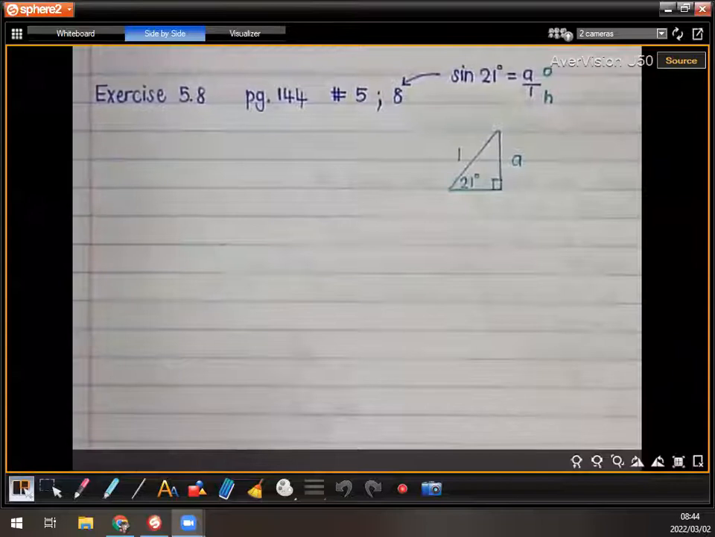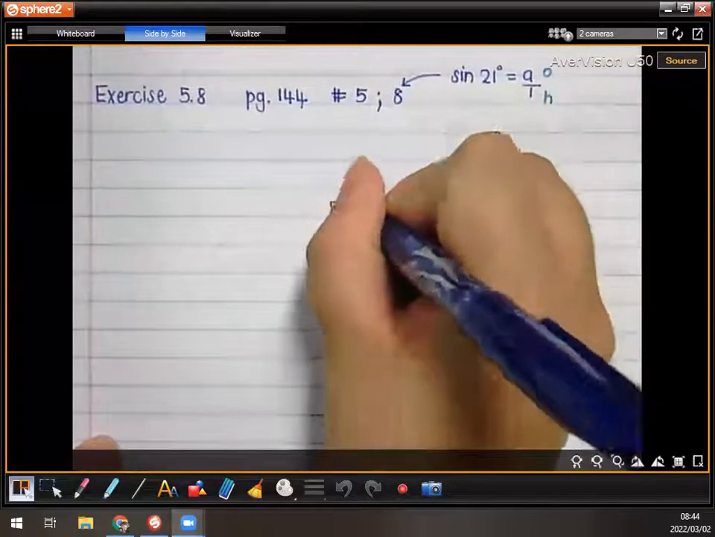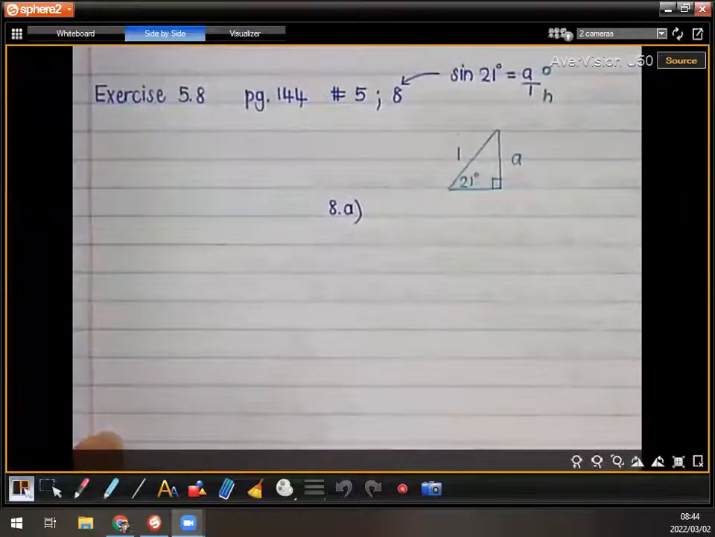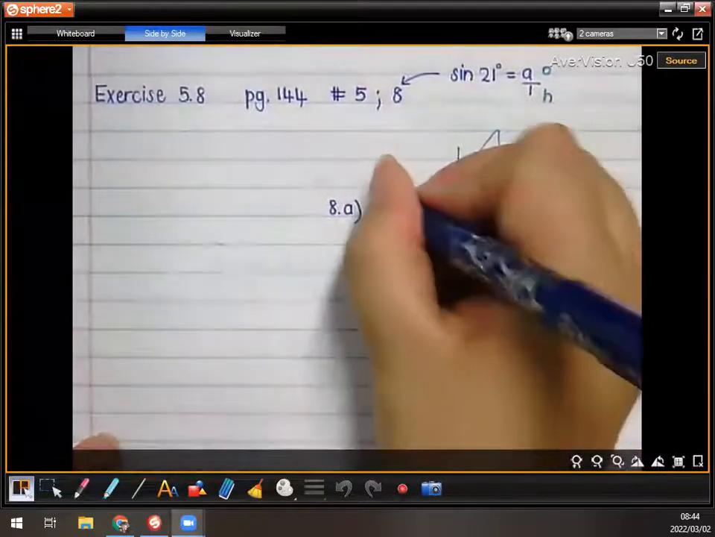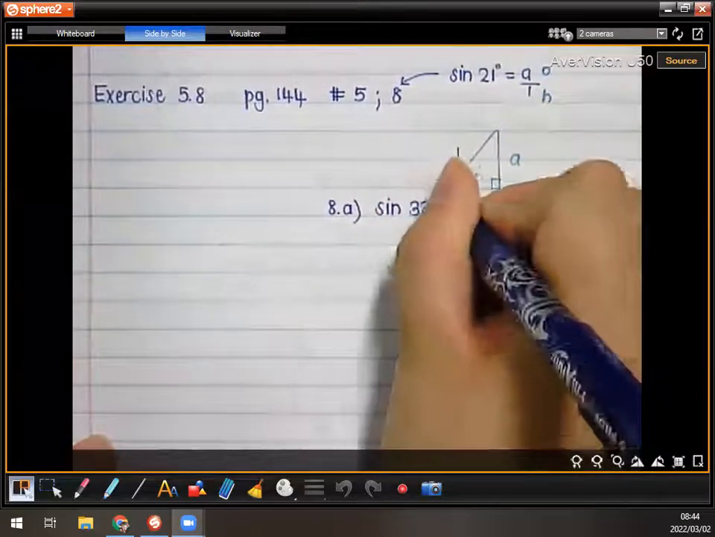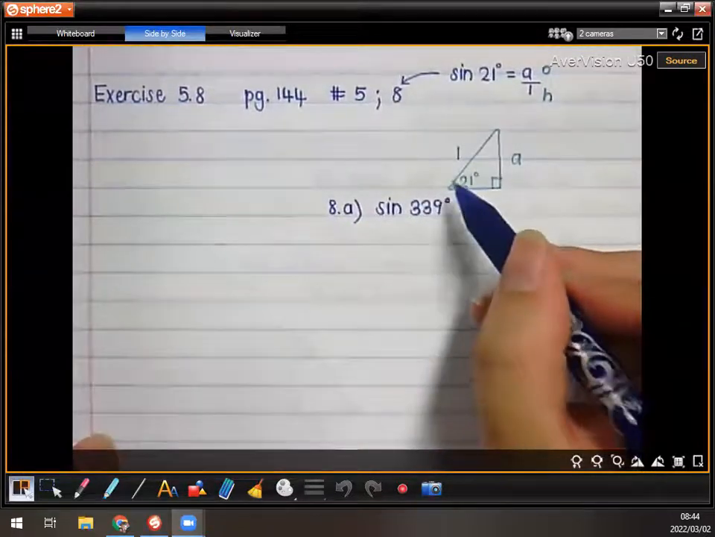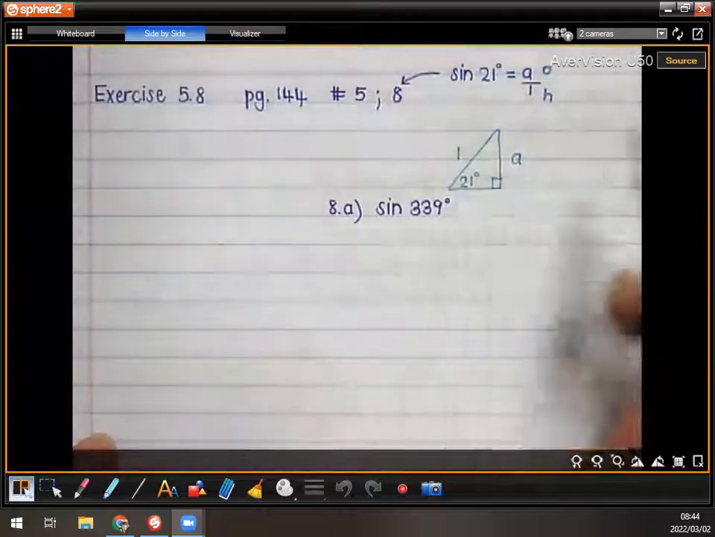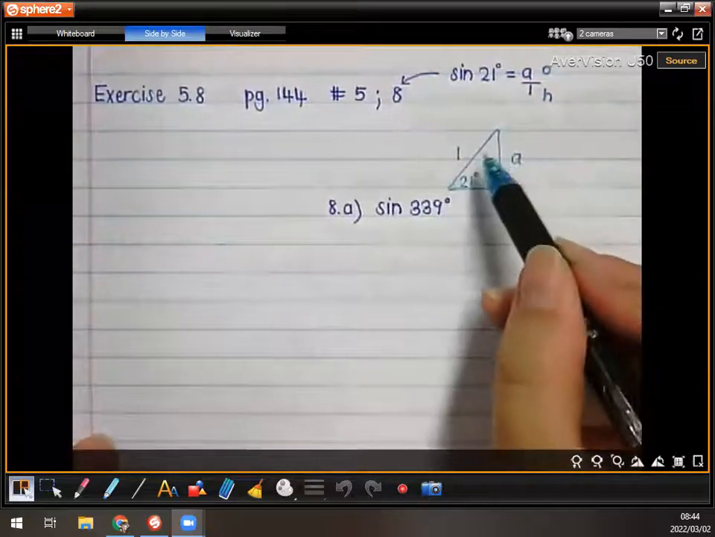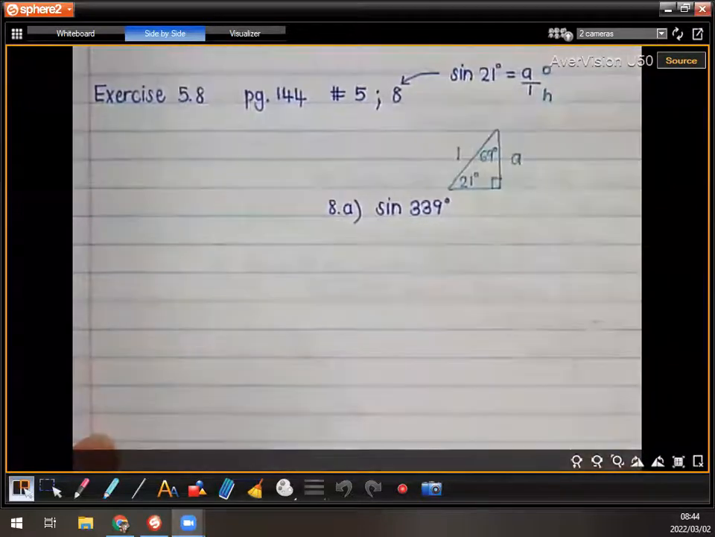Then they're asking you, I'm just going to help you with the first one. For 8A, they are asking you, without using a calculator, to express in terms of A. The first one is sine of 339. So in your triangle, you have a 21-degree angle, and what's the third angle in that triangle? 90 minus 21, hey? 69, there you go. So those are the two angles that you're going to use.